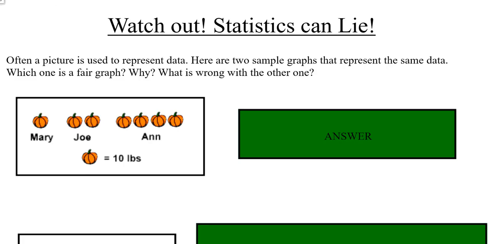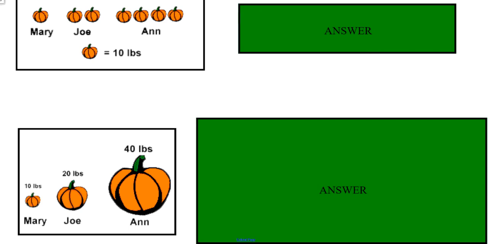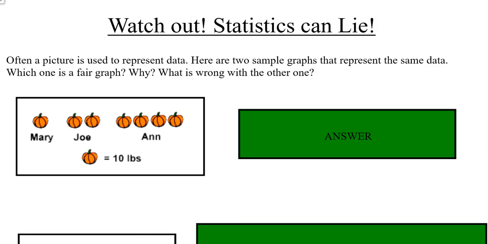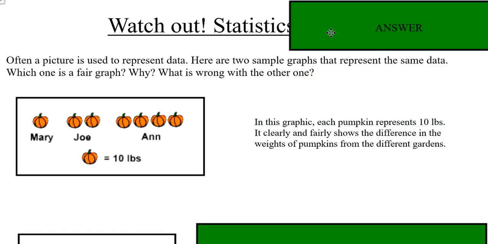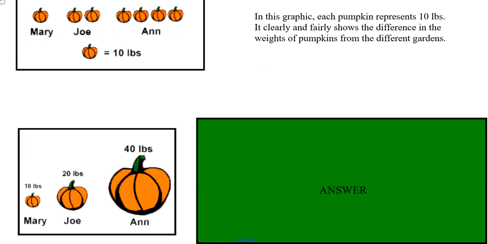Here's another way. This is a pictograph, another way of displaying it. So what do you think? Which one of these two do you think is a fair graph? Well, this one is pretty good, right? Each pumpkin is 10 pounds. Anne has 4 times as many as Mary. Makes sense. This one, look at the size of Anne's pumpkin.